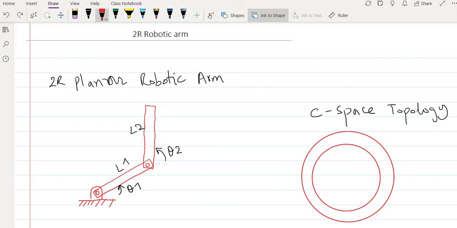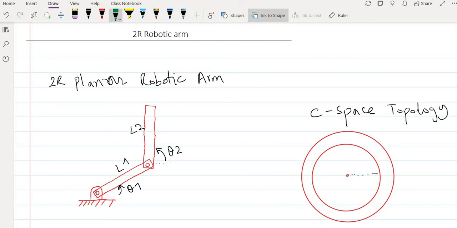Okay, it's not 100% symmetric, but it will work out. So the thing is here, for the configuration for our robot, let's start from here.